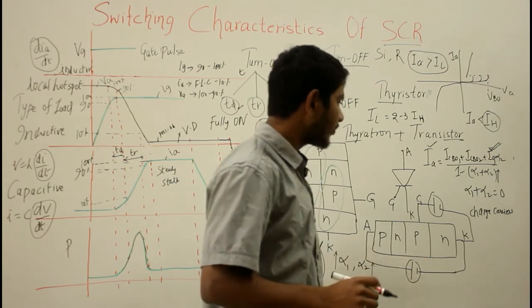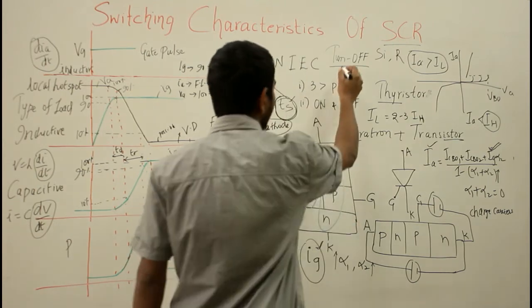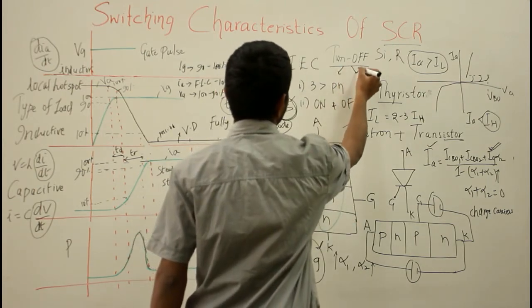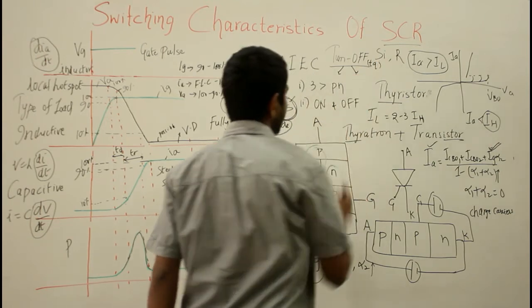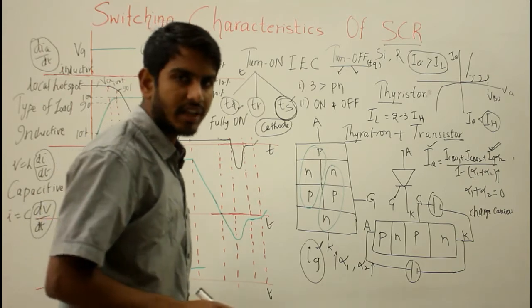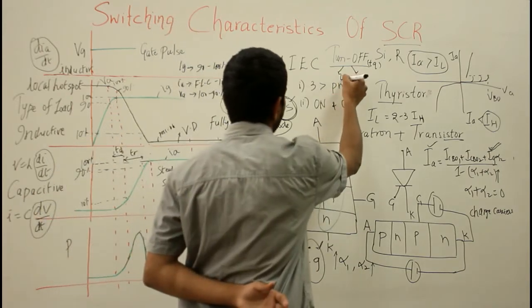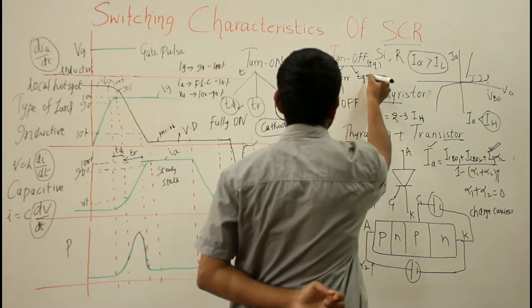Now on the basis of removing these charge carriers, the turn off time, indicated by TQ, can be subdivided into 2 intervals. One is the reverse recovery time, TRR, and another one is the gate recovery time, TGR.